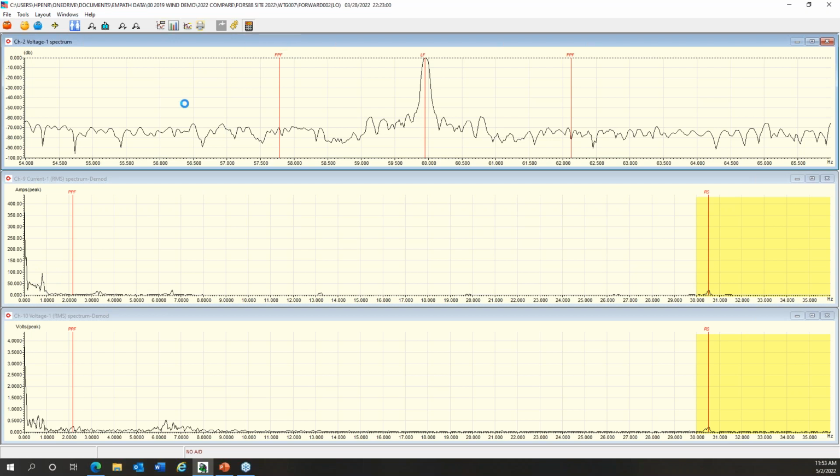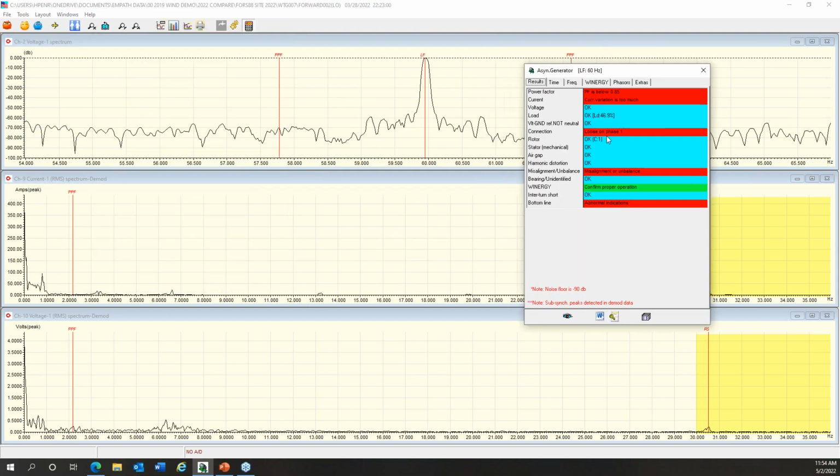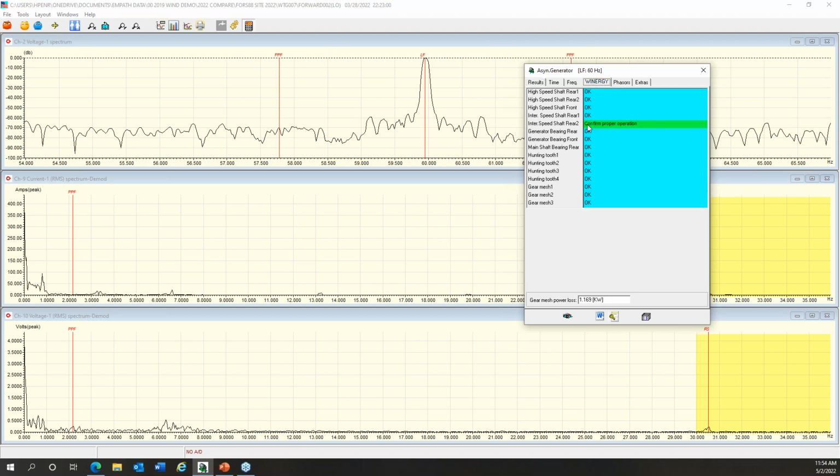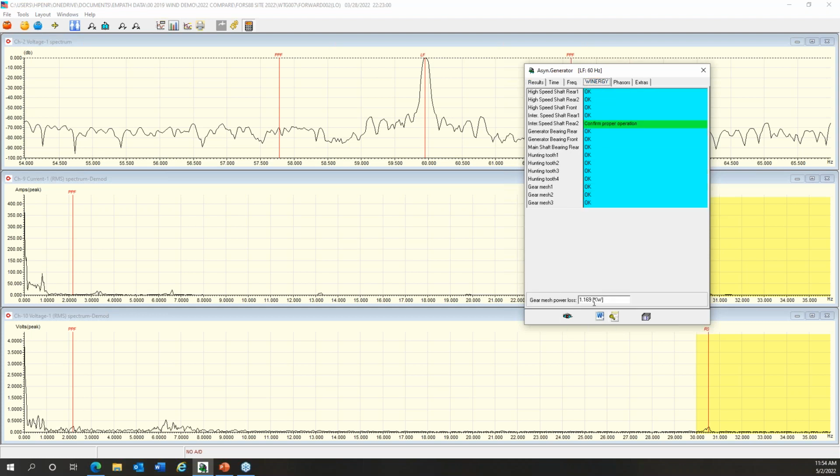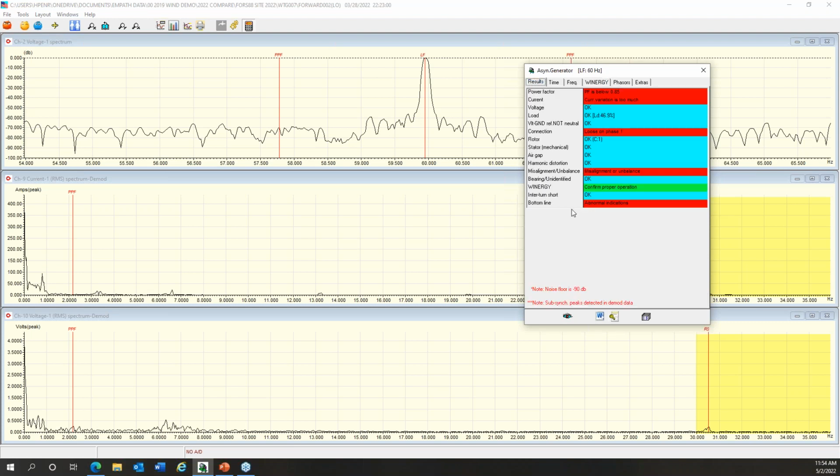So before I show you the signature, let's see what it thinks it sees here. Loose connection on 1 phase, misalignment or unbalance, and then that would be a bearing in the gearbox. Now all those multiply, and then of course down here is only about 1.2 kilowatts lost in the gearbox.